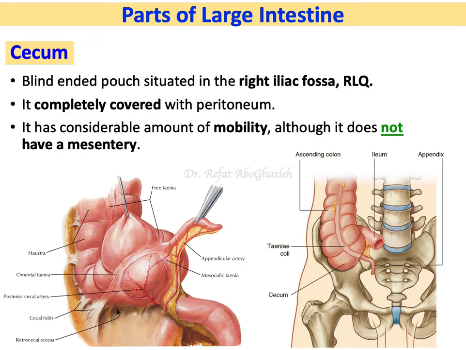So, let us start with the cecum. This is the cecum. This is the most dilated or widest part of the large intestine. This is the first part of the large intestine. It's a blind-ended pouch. Look at it here. This is the cecum, which opens up into the ascending colon, but inferiorly, no, it's like a sac, so it's not open inferiorly, so that's why it's a blind-ended pouch or sac.